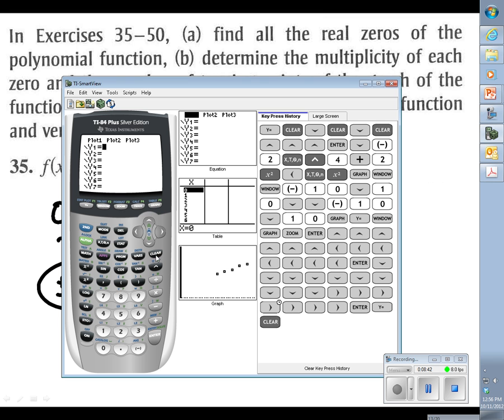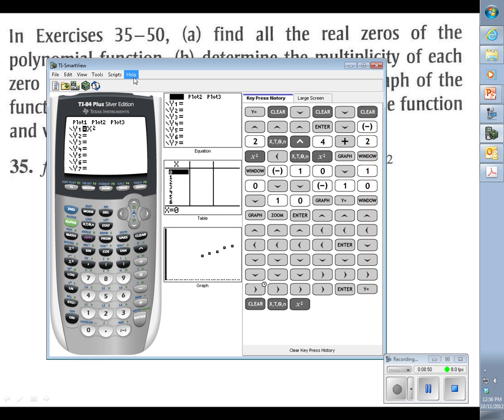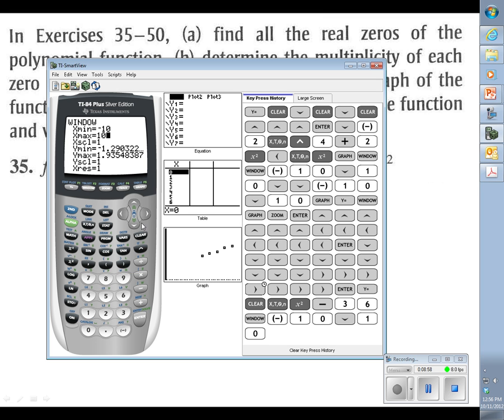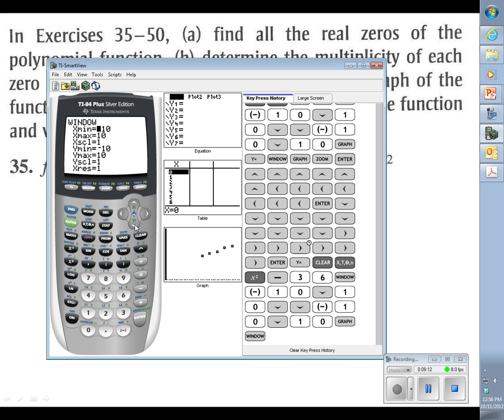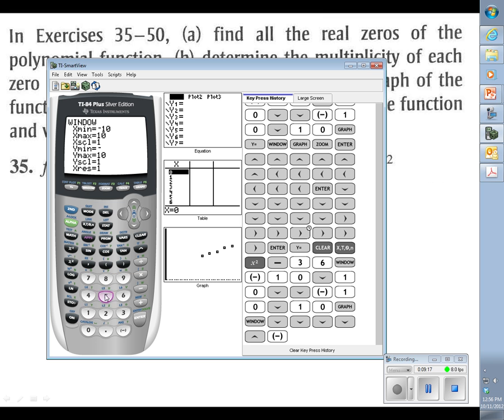Alright, let me clear off here and retype it in. We've got x squared minus 36. I'm going to reset my window because I was zoomed in before to negative 10 to 10 and negative 10 to 10. Hit graph, and whoa, it goes way down there, but look at that, there's negative 6 and there's positive 6. I would definitely need to zoom out in my y's to see the whole thing. And there you have it.